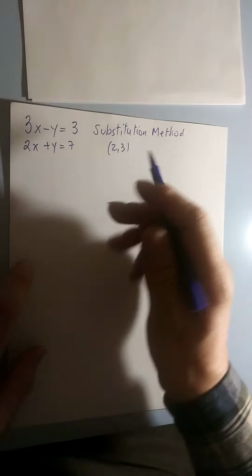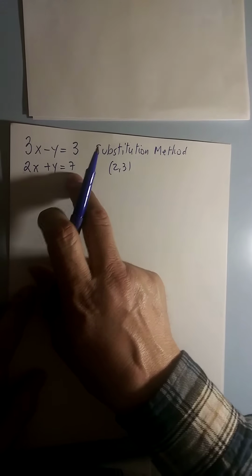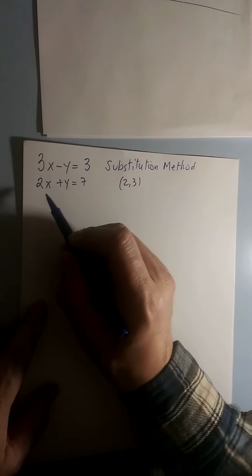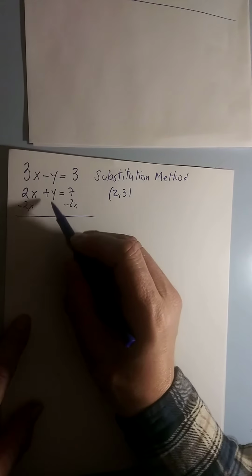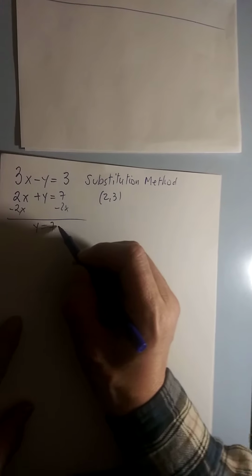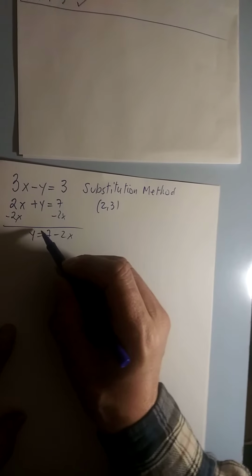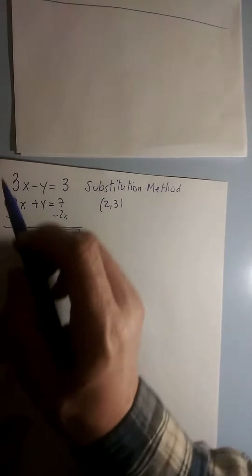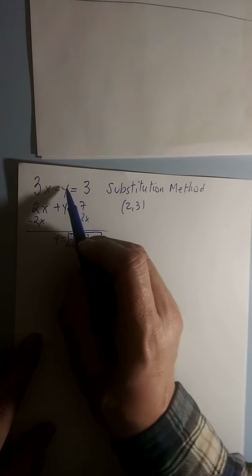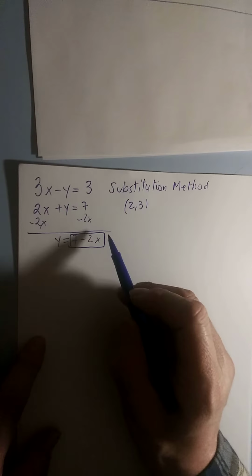it. For example, you can solve the second equation for y. Let's solve the second equation for y. Minus 2x, minus 2x. And that gives us y equals 7 minus 2x. I'm going to put this in a box, okay? In the other equation, wherever you see a y, we're going to change it to 7 minus 2x.